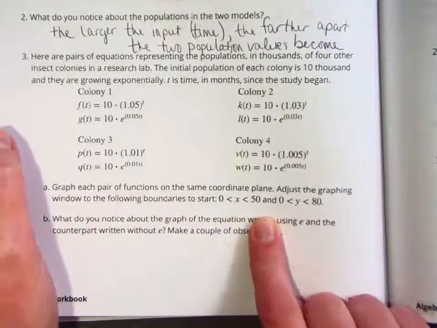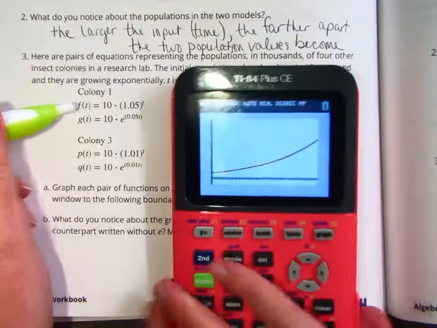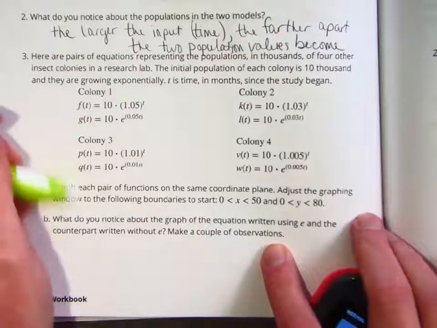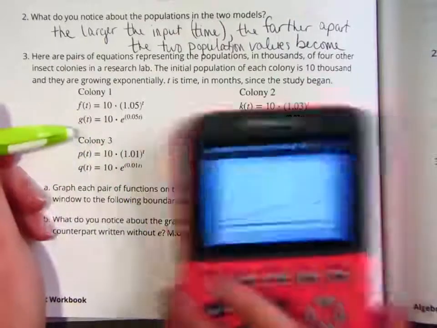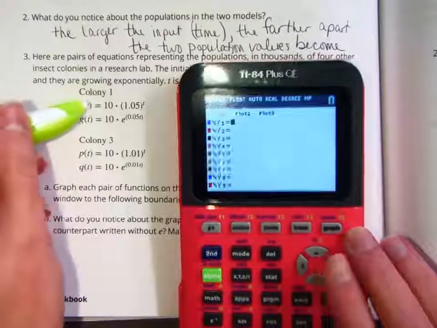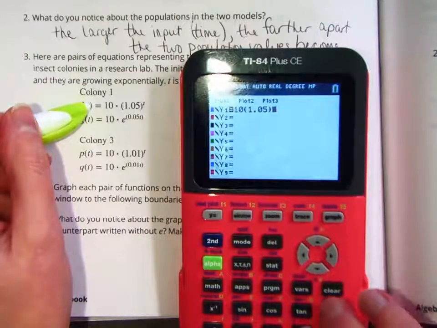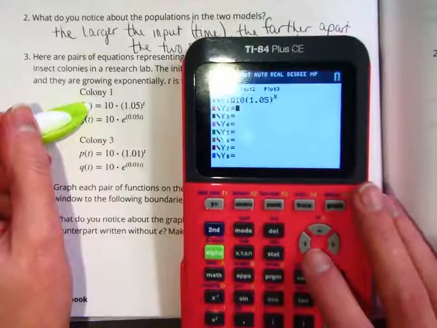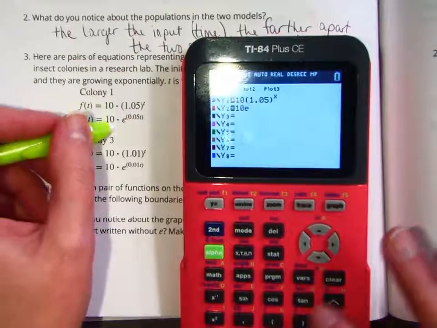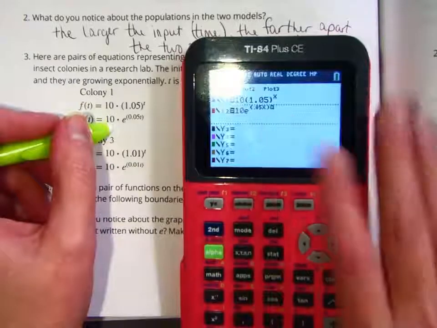But it gives us a window to look at. So I'm just going to use my calculator and graph each pair of functions on the same coordinate grid. And to see what we notice about the graph of the equation using e and the counterpart without e, make a couple observations. I'm going to do this just for colony 1. I already have some ideas from our first example of what I might be finding. Putting in my 2 equations.